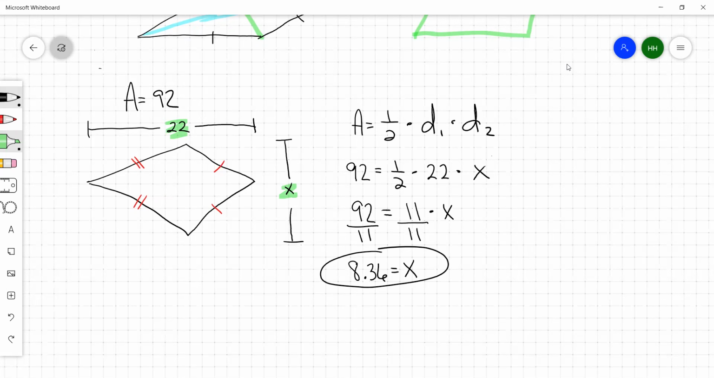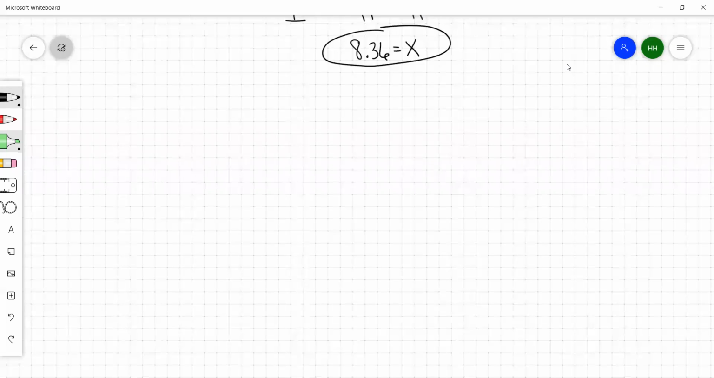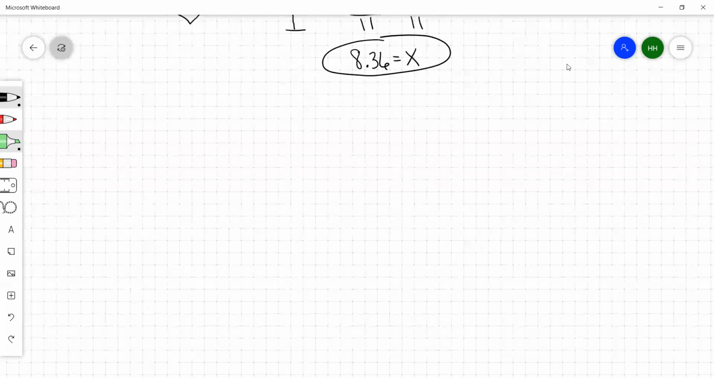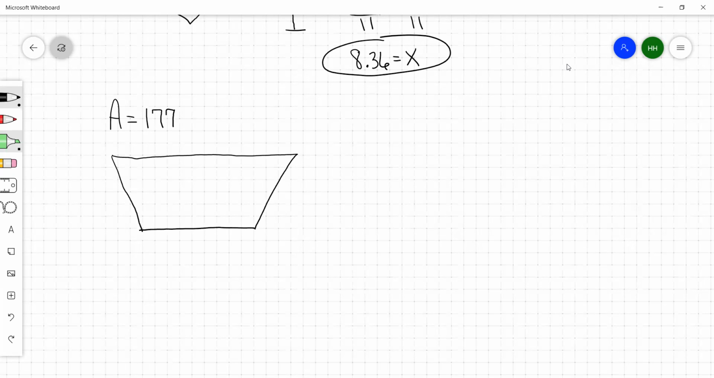Everybody all right with that? All right, and then let's do another one with a trapezoid. A little more complicated formula. So let's say the area is 177. And here's your trapezoid. We got an X, we got an 11, we got a height of 13. And you've got to solve for X.